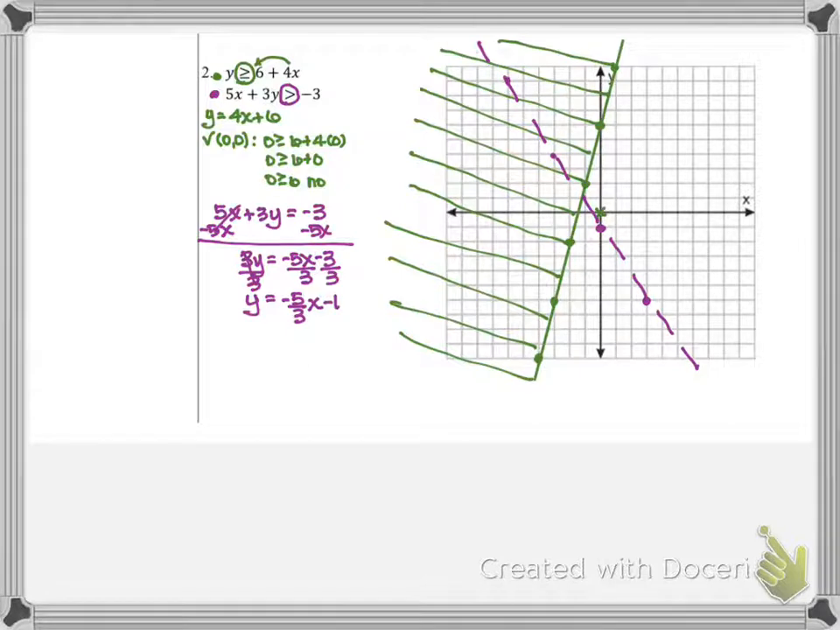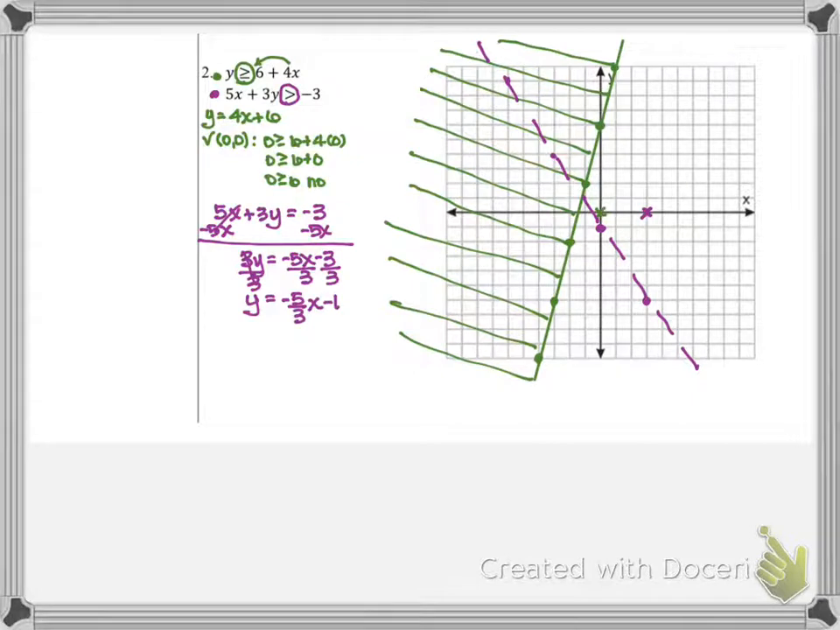Okay, now let's test a point. 0, 0 is awfully close. It makes me a little nervous. So I think what I'm going to do is try something like 3, 0, something over there. So 1, 2, 3. All right. That guy, I feel confident I know which side of my line it's on.